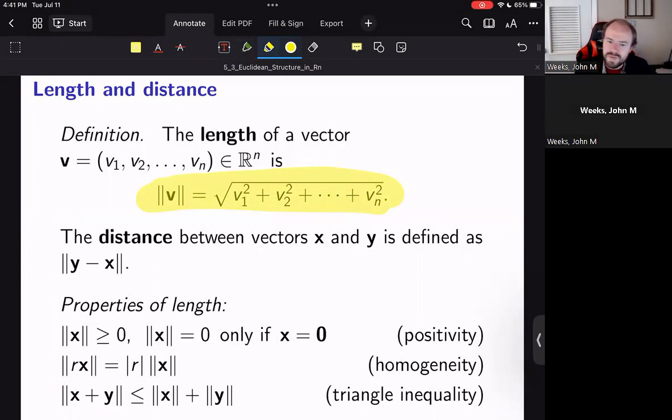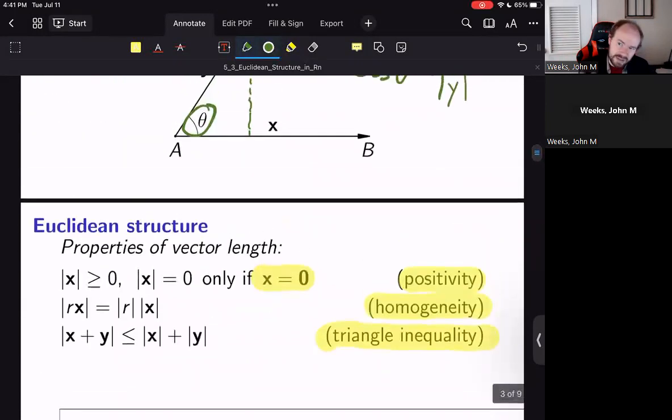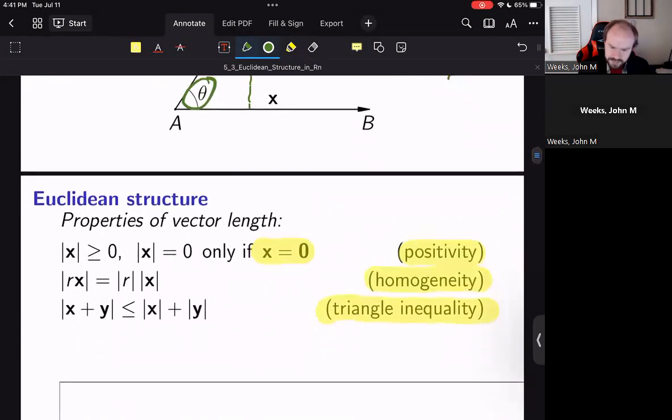The distance between vectors x and y is defined as the magnitude, or the length, of y minus x. Notice the slight difference in how we have talked about this length here. We've been using double bars here instead of everything else. So how is this different than the length that we were talking about up here? This is vector length. And in general, vector length is going to be something that happens in terms of abstract vector spaces.